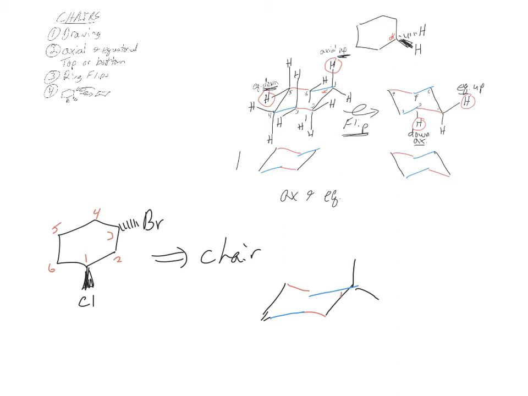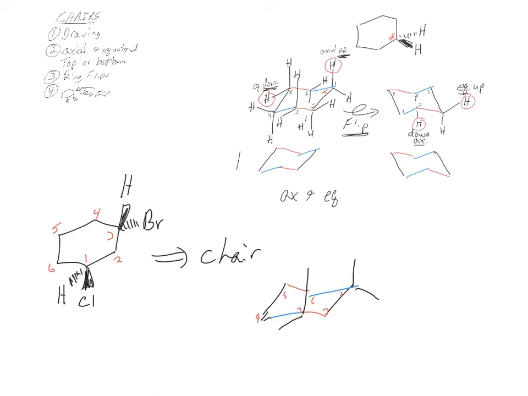So this would be carbon 2, carbon 3, 4, 5, 6. And I said we're only worried about 1 and 2 or 1 and 3. So I would say, well, 3 also has an axial up and has an equatorial down. So now I need to fill these in on either side, right? Obviously on 1 there's also an H that's down, and on 3 there's an H that's up.